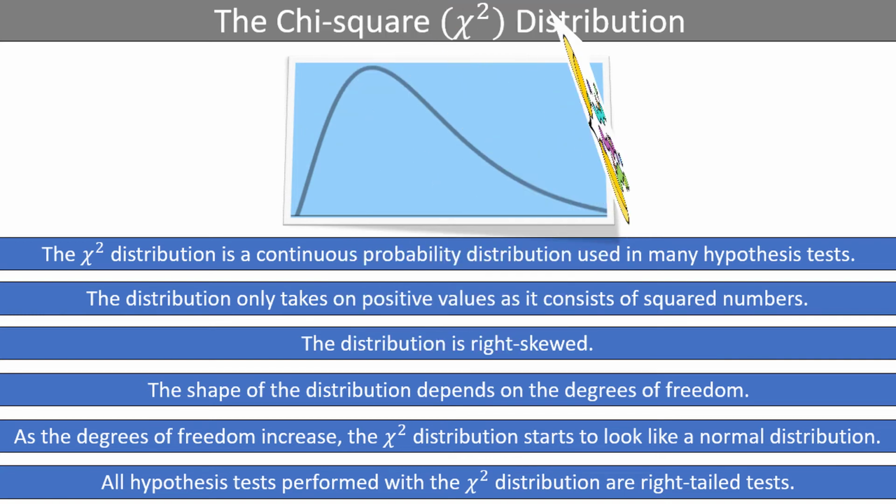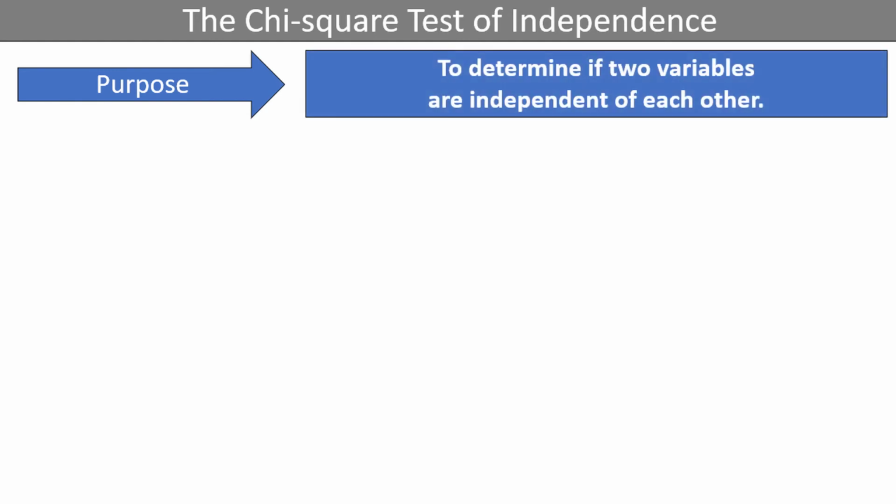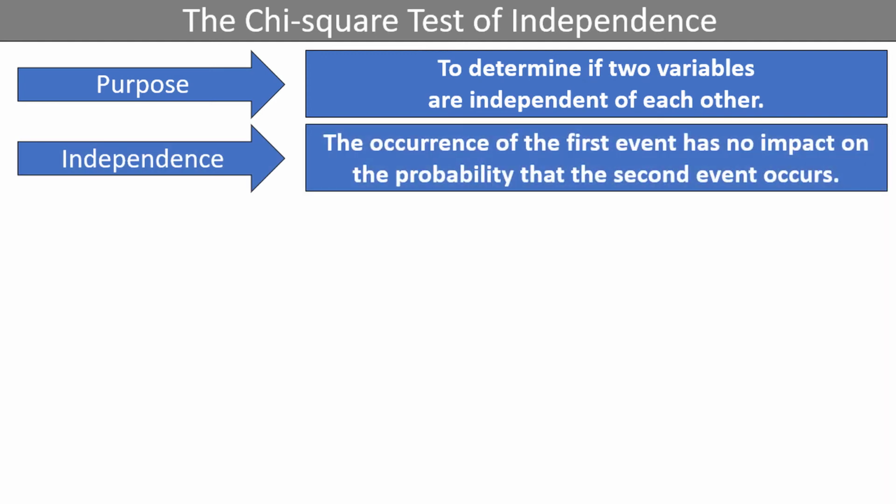Hooray! The purpose of the chi-square test of independence is to determine if two variables are independent of each other. By independent, I mean that the occurrence of the first event has no impact on the probability that the second event occurs, and vice versa. This is the same type of independence that you might be familiar with from your experience with probability, but now, instead of discussing just two events, we are interested in two variables that can each take on multiple levels.